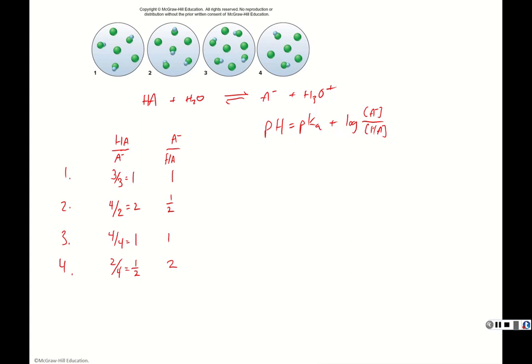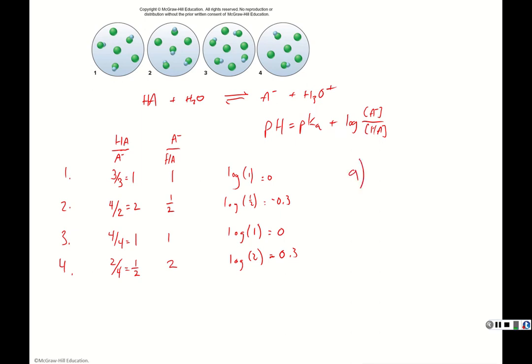When we can do part of this, we can take the log of our base over acid. The log of 1 is going to be 0. The log of 1/2 would be minus 0.3. We have the log of 1 again, which is 0, for scene 3, and then the log of 2 is going to be a positive 0.3. So that's, in a sense, where the pH would be relative to the pKa in these systems.